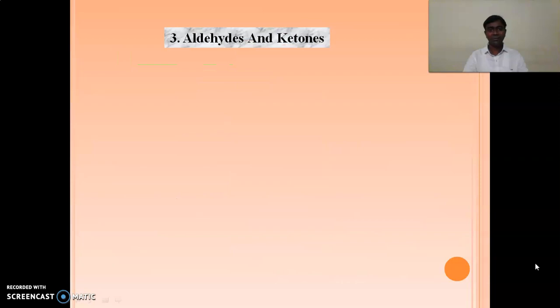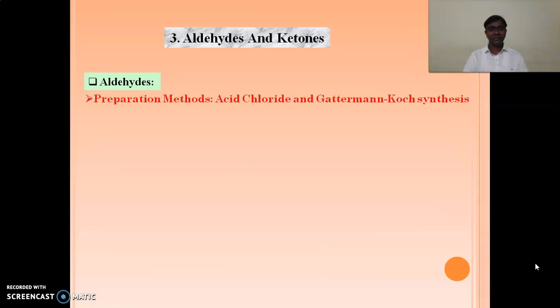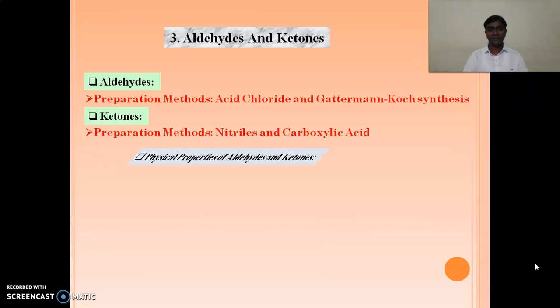Then we will move towards the next chapter, that is aldehydes and ketones. A very interesting and very important chapter for all of you. In this, first of all, we have to study what is meant by aldehydes. Again, what are the preparation methods of aldehydes by using acid chloride and Gattermann-Koch synthesis. Again, we will discuss what is meant by ketones. What are the preparation methods of ketones by using nitriles and carboxylic acid.